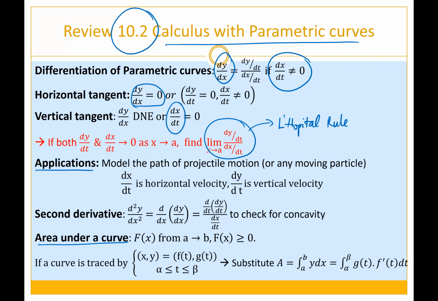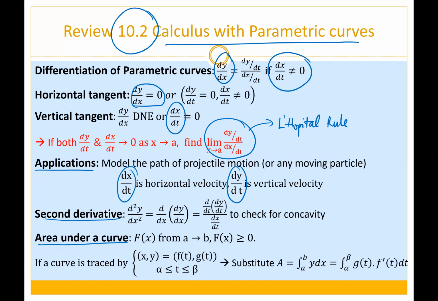In motion, x and y are the coordinates of, say, an object at some point, but dx over dt and dy over dt, with t being the time, will be the horizontal and vertical velocity respectively. The second derivative, as we learned in midterm 2, is going to be the one used to determine the concavity of the curve.